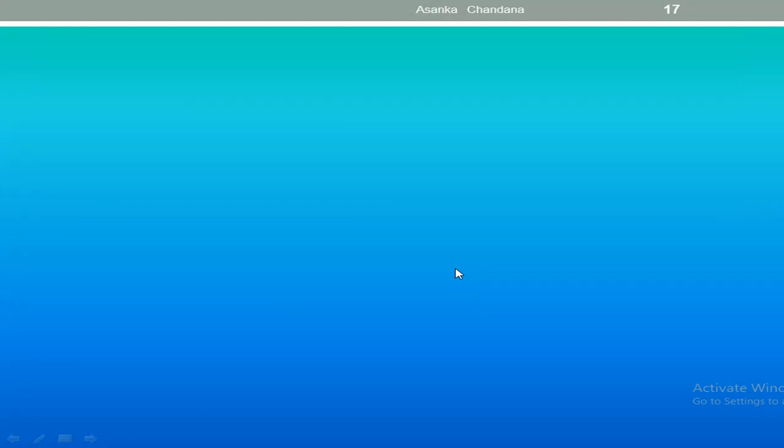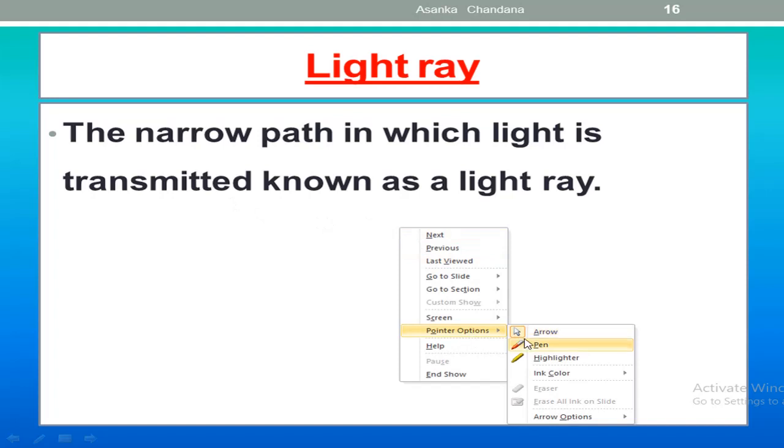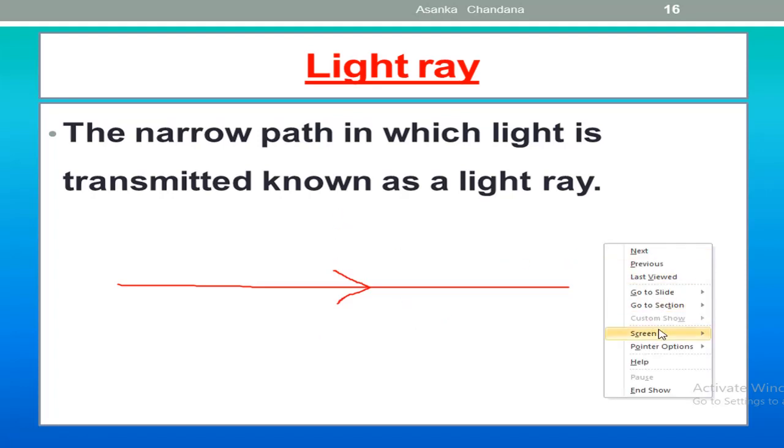Right, a light ray is represented by a straight line. A straight line is used to represent light rays, and the direction of the light ray is represented by an arrowhead like that. This is the light ray.